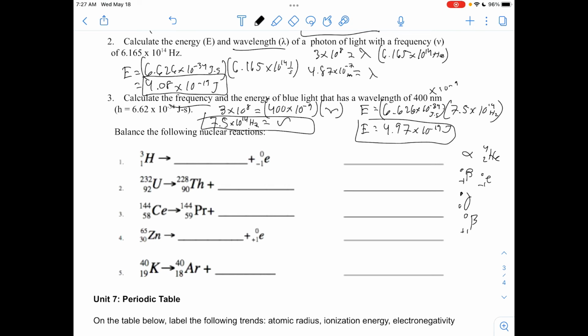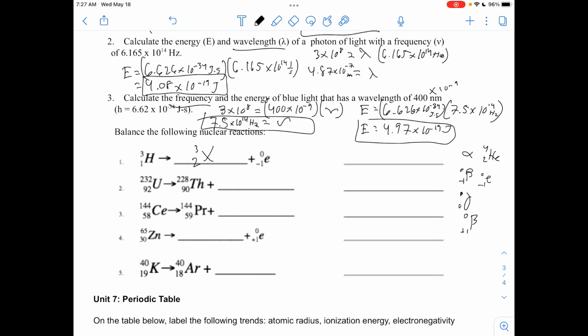Okay, so for this one, we're looking for x, and we have to balance these numbers with these numbers. So I have to get 3 on top. So how to get 3? Well, it's going to be a 3 here. And then how do I get 1 from a negative 1? Well, it has to be a 2. Okay, so 3 over 2.